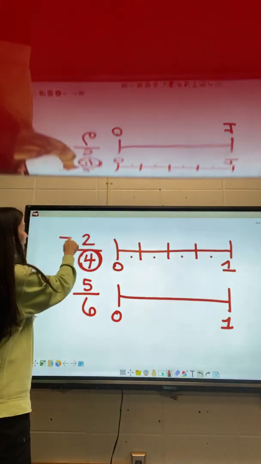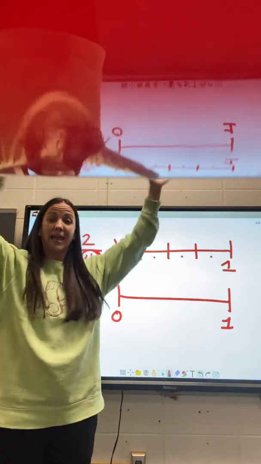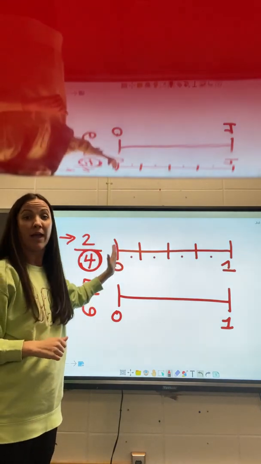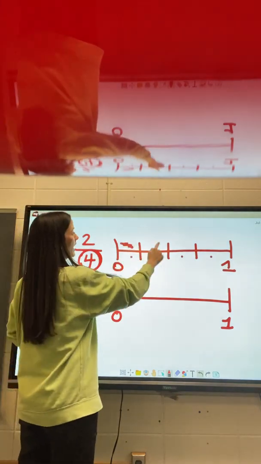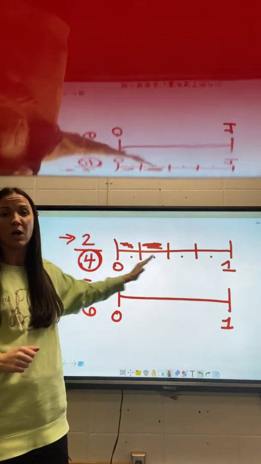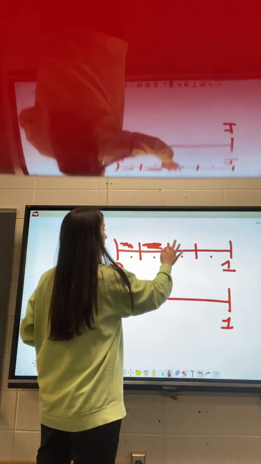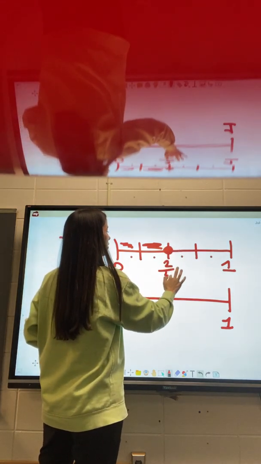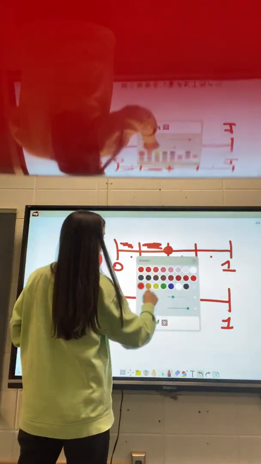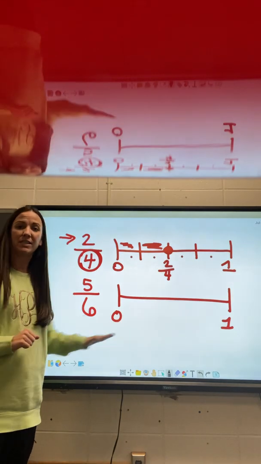Now look at your numerator. Your numerator is 2. That means I have to shade 2 on top of the number line. So start at 0 and shade 2. 1, 2. Now plot that fraction 2/4 on this number line. Go to your second line where you were drawing. And here is where you would have 2/4. All right, I'm going to change my color. You keep your pencil. Now let me plot 5/6 on this number line.